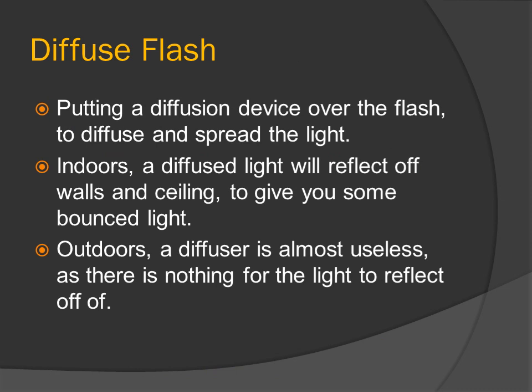Diffuse flash. Diffuse flash is putting a diffusion device over the flash to diffuse and spread the light. Indoors, a diffuse light will reflect off of walls and ceiling to give you some bounced light. Outdoors, a diffuser is almost useless, as there is nothing for the light to reflect off of.